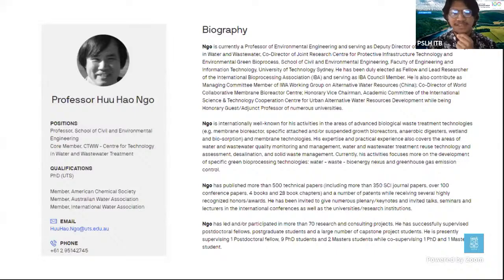Our presenter today is Professor Hu Ngo, a professor of environmental engineering from UTS, the University of Technology, Sydney, Australia. Professor Ngo is currently a professor in environmental engineering and serving as a deputy director of the Centre for Technology in Water and Wastewater, co-director of the Joint Research Centre for Protective Infrastructure Technology and Environmental Green Bioprocess, School of Civil and Environmental Engineering, Faculty of Engineering and Information Technology, University of Technology, Sydney.